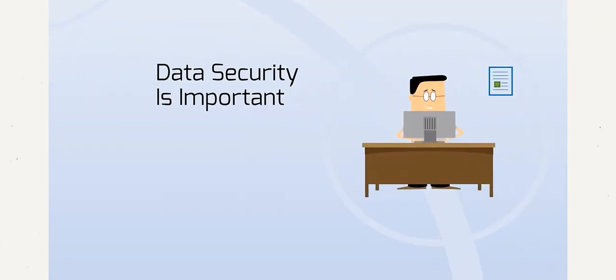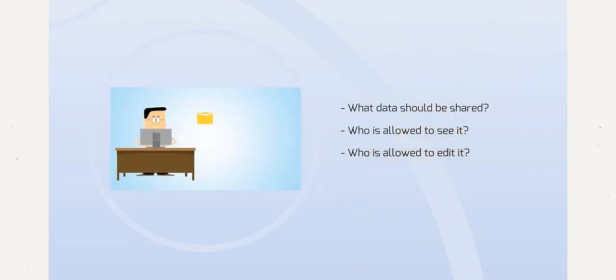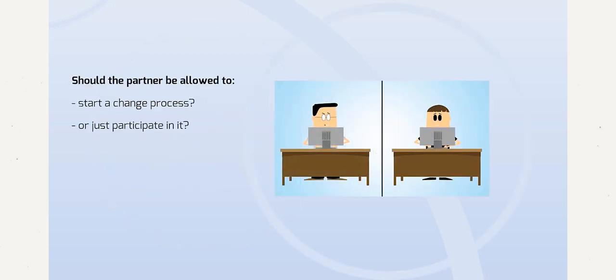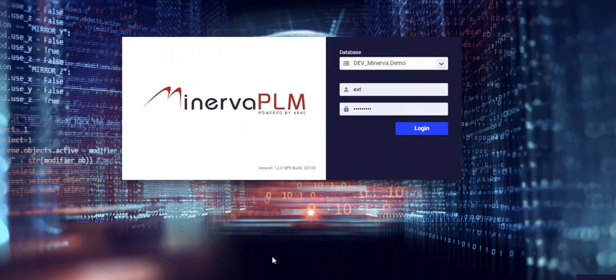It is important that security is thought into both what data should be shared, who is allowed to see it, who is allowed to edit it, etc. And the same for processes. Should the partner be allowed to start a change process or only participate in one? Having a platform that can support different scenarios and have advanced, easily configured security capabilities will be needed.